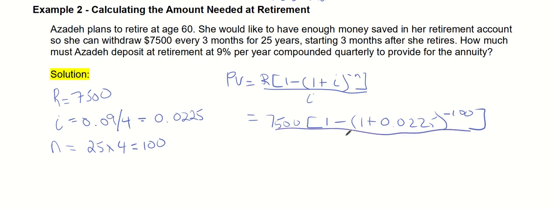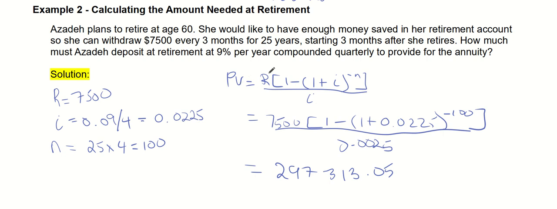There we go. And 0.0025. And what do we get? We get 200,000 and 97,313.05. Wow, that's a lot of money. And therefore, in order for her to retire, she needs this much money in her account to pull out that.